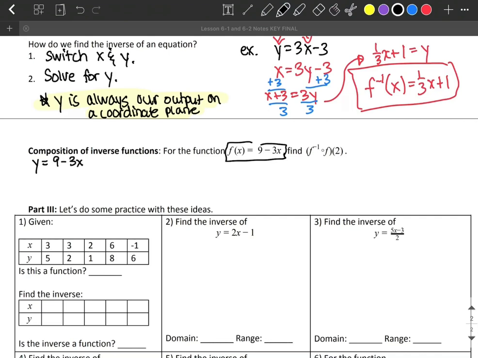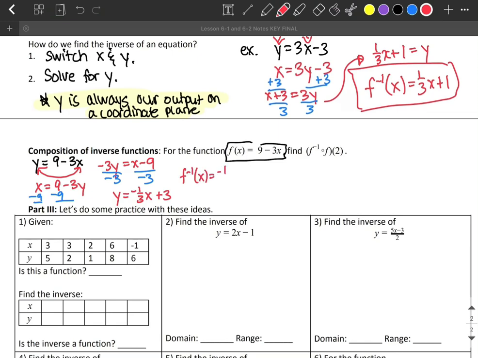To find the inverse, I'm going to switch my y and my x, and I get x is equal to 9 minus 3y. From there, I'm going to subtract 9 on both sides. I want to get the y by itself because it's my output. I have now negative 3y is equal to x minus 9. I'm going to divide both sides by negative 3, and that gives me y is equal to negative 1/3 x plus 3. So I'm going to rewrite this as the inverse of f of x. It's negative 1/3 x plus 3.